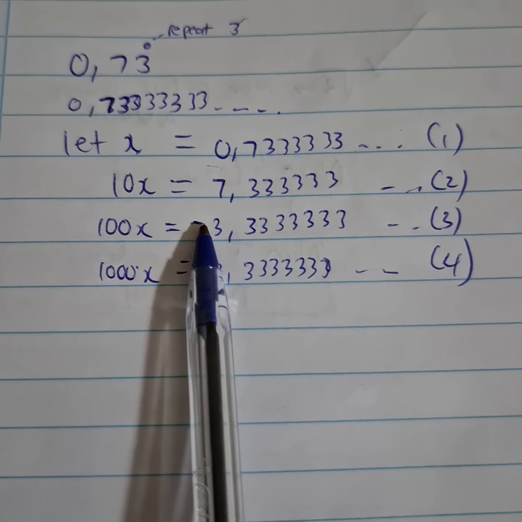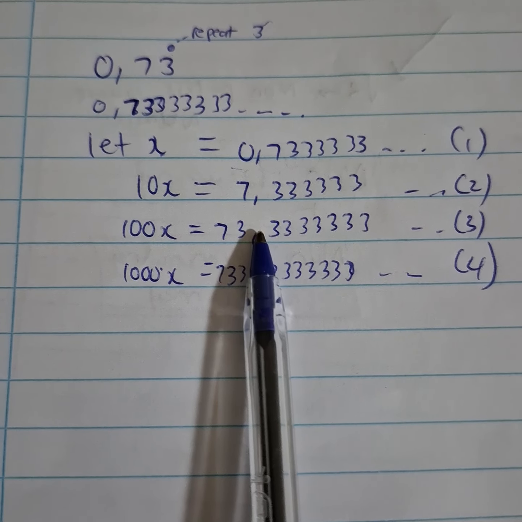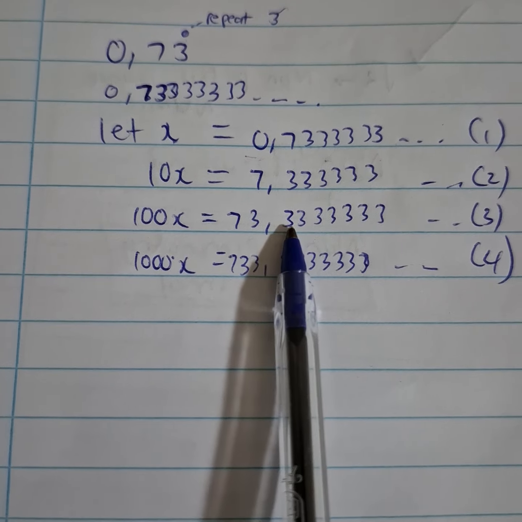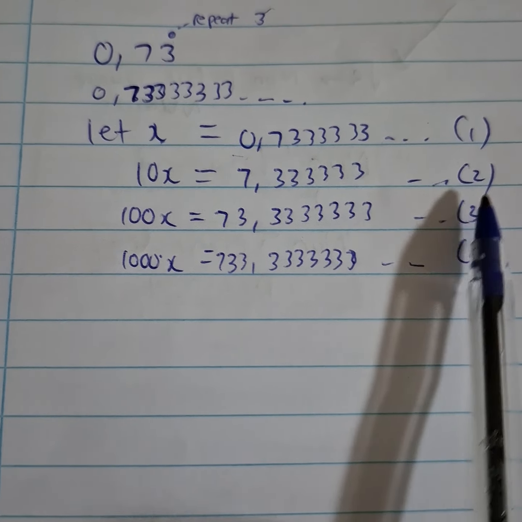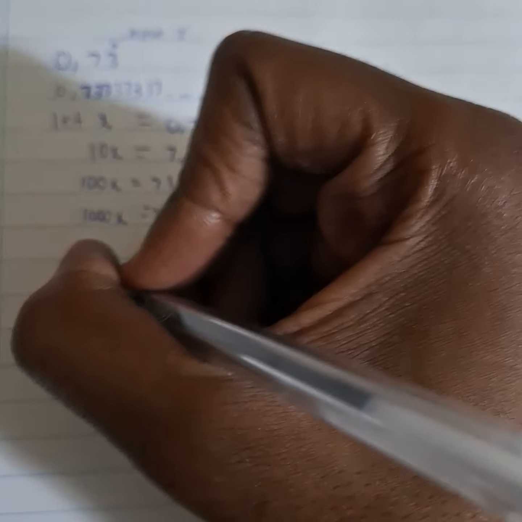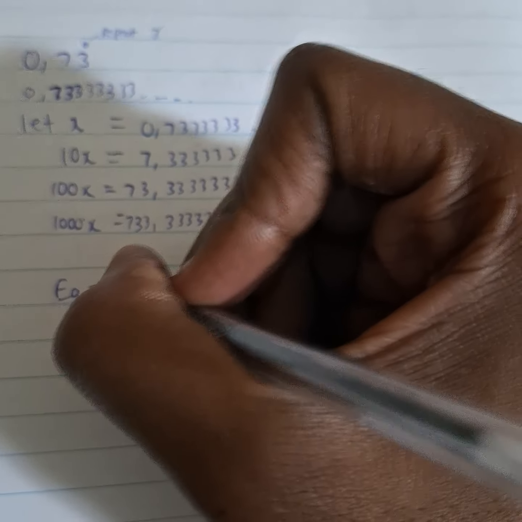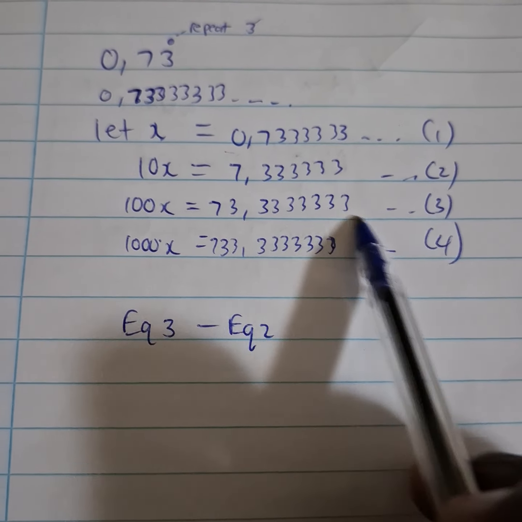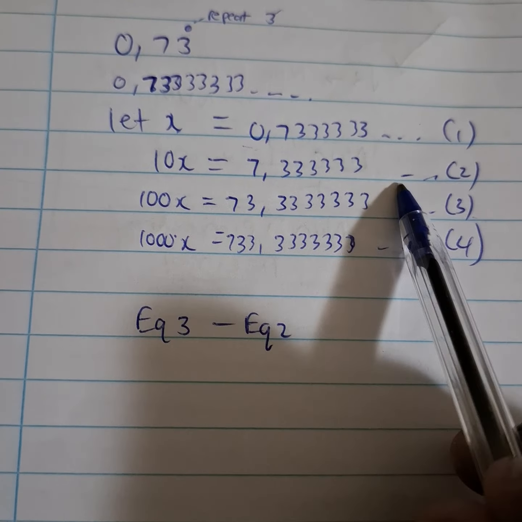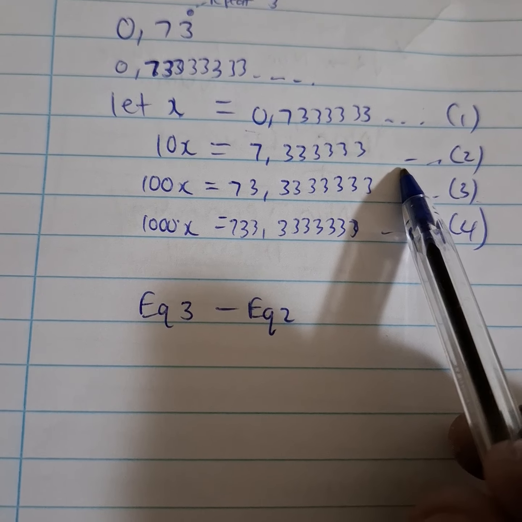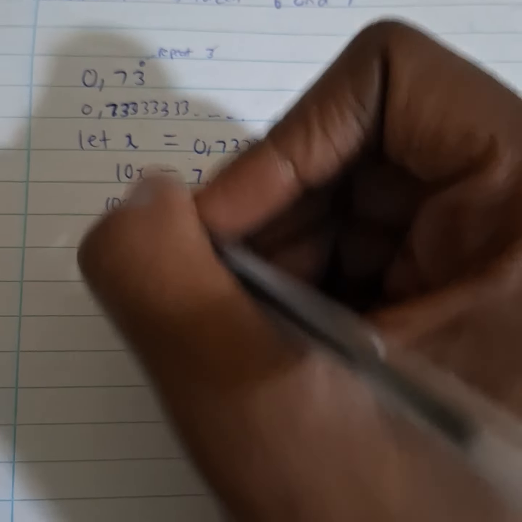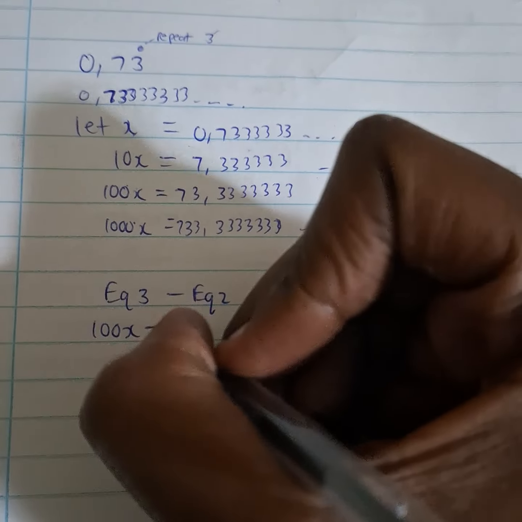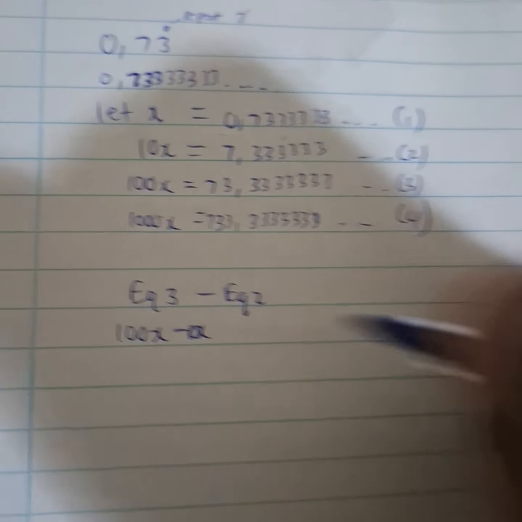But look at equation 2 and equation 3. If you take those two equations together, what you notice is that after this comma the numbers are the same. After this comma the numbers are the same. So equation 2 and equation 3, we take equation 3 and subtract equation 2. So that means equation 3, 100x, we are going to subtract 10x.